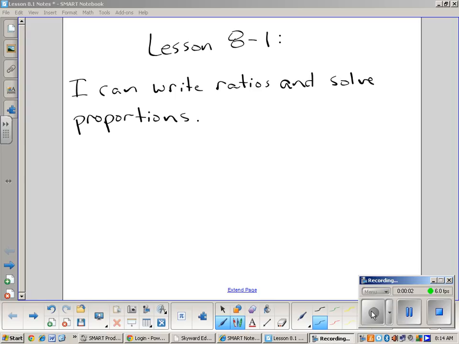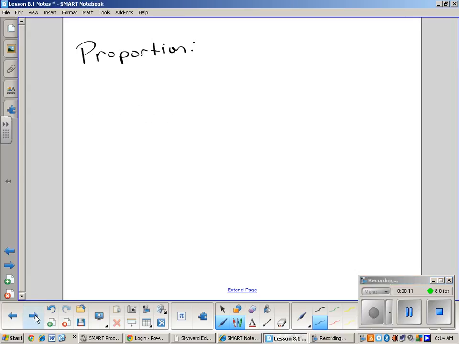Talk about writing ratios and solving proportions. And so the first thing we have to make sure we understand is what a proportion is, and you said that it's a fraction that is equal to another fraction, and that's correct. We're going to say it's a statement.